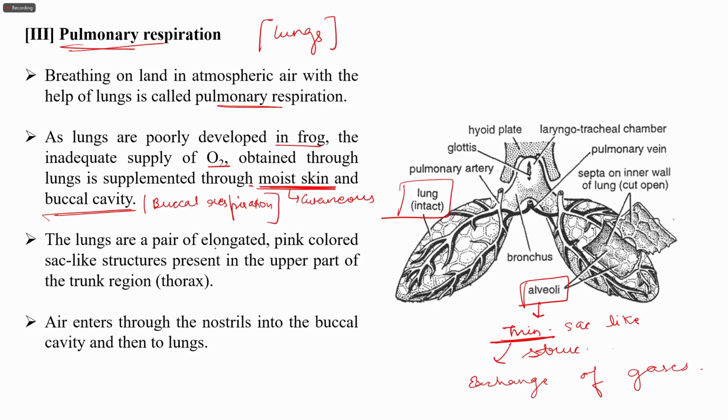The lungs are a pair of elongated, pink colored, sac-like structures present in the upper part of the trunk region. We can call it the thorax, but as such the body is not divided into head, thorax or abdomen region. So the upper trunk region consists of a pair of lungs which is pink in color. Air enters through the nostrils into the buccal cavity and then to the lungs.